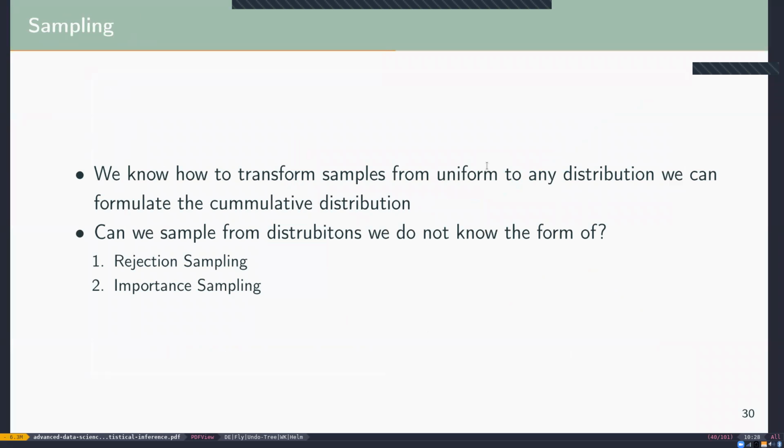But let's say that I don't know the mathematical form for the distribution itself. I have something that I can evaluate, but I can't actually write down the mathematical form for it. Can we still draw samples from this? I'm going to show you two ways of how you can do that. The first one's called rejection sampling, and the other one is called importance sampling.